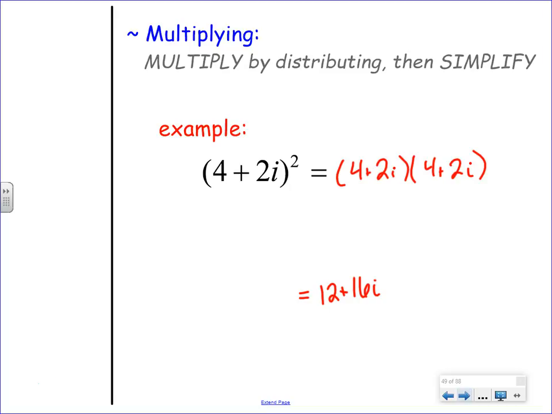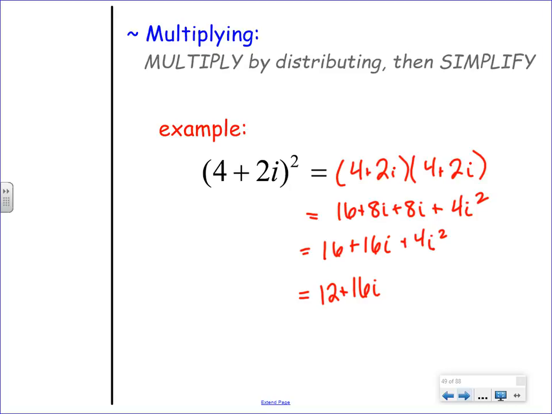But even if you properly did it, you might still not know how to get to the final answer. Now hold on, I skipped some lines. Don't just write 12 plus 16i. You foiled, and what did you get? 16 plus 8i plus 4i squared. Good. Wait, what? That's not that. No, I know, but hold on, keep going. Good.